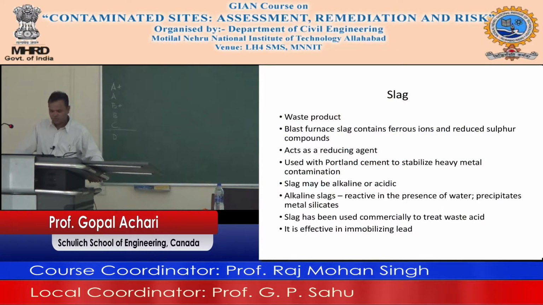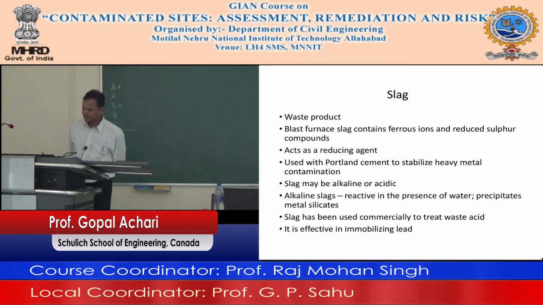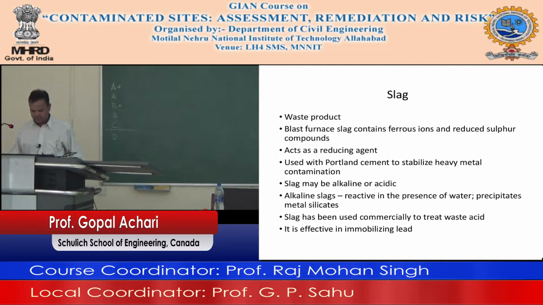Okay, waste product. Blast furnace slag contains ferrous ions and reduced sulfur compounds. It acts as a reducing agent and is used with Portland cement to stabilize heavy metal contamination. Slag can be alkaline or acidic. An alkaline slag reacts in the presence of water. Slag is, as you see in the picture there, you can see that that's a slag. These ones. It's also another byproduct.